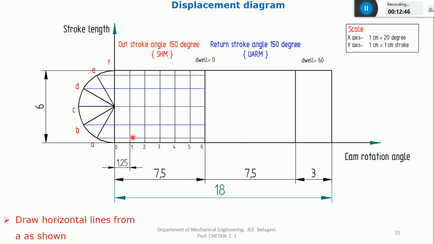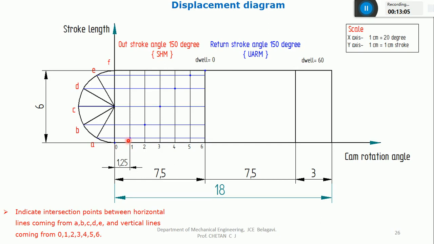Okay, so this is the first intersection between the first horizontal and the first vertical, which I can denote as 1 dash. Similarly, the intersection between the second vertical line, numbered 2, and the second horizontal line, which is coming from point B, will be 2 dash. Similarly, you'll get 6 intersection points. So I can name them as 1 dash, 2 dash, 3 dash, 4 dash, 5 dash, and 6 dash.